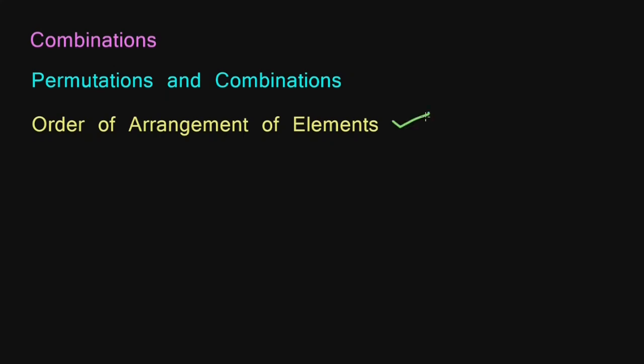In this video, we are going to study combinations from the topic permutations and combinations. In my earlier videos, we have seen that in permutations, the order of arrangement of elements is important, whereas in case of combinations, the order of arrangement of elements is not important.